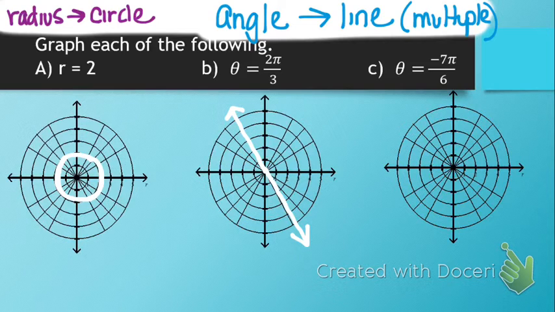Negative 7 pi over 6, so you're counting backwards and counting by 6. So 1 over 6, 2 over 6, 3 over 6, 4 over 6, 5 over 6, 6 over 6, 7 over 6. So this is where we would land, except you go through the origin. And that would be your graph.